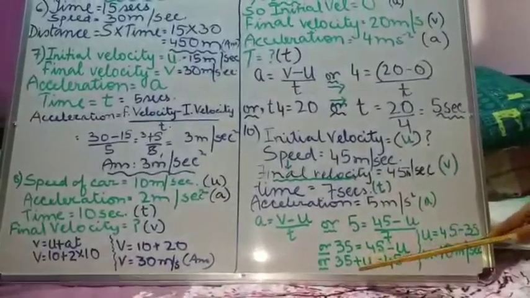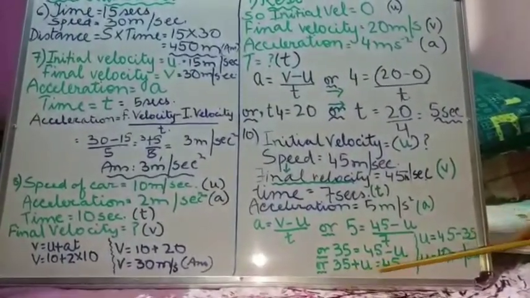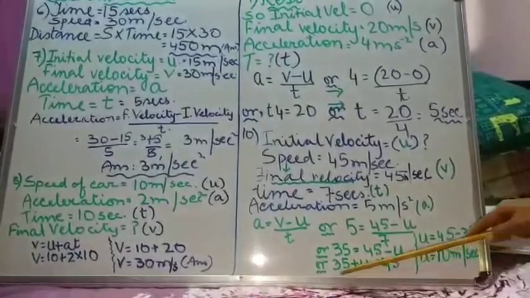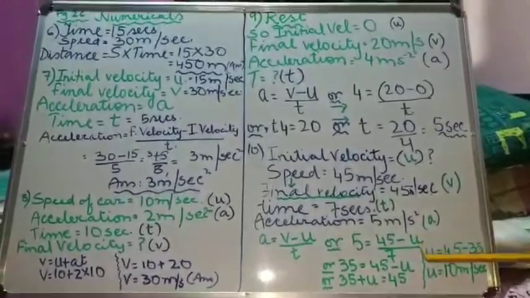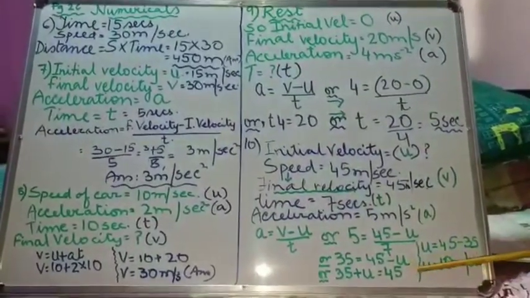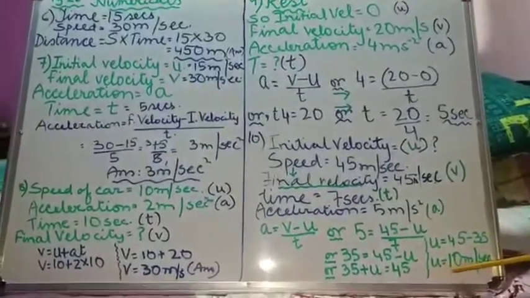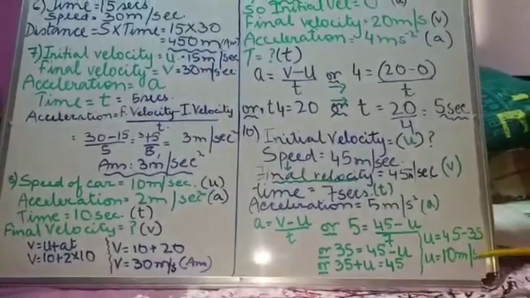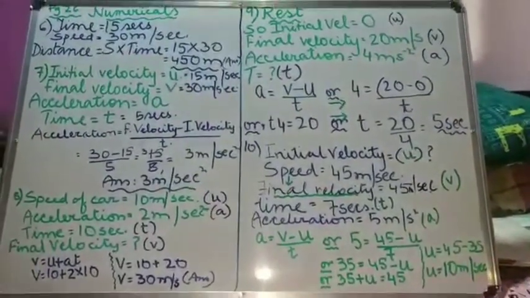Now we have to calculate u. So this 35 from the left hand side will go to the right hand side, and this one is plus, on the other side it will go and become minus. I hope you all remember how we solve the equations in class 6 also in maths. So u is equal to 45 minus 35, that is 10 meter per second. I hope I have made myself very clear.